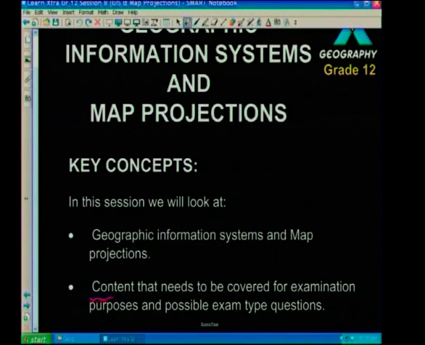Today I'm actually going to deal with two sections. I think many of you complain about the difficulties of these sections, and that's GIS and map projections. What I'm going to do is look at the content that needs to be covered for examination purposes, and I'm also going to look at possible exam type questions. Let's go a little further.